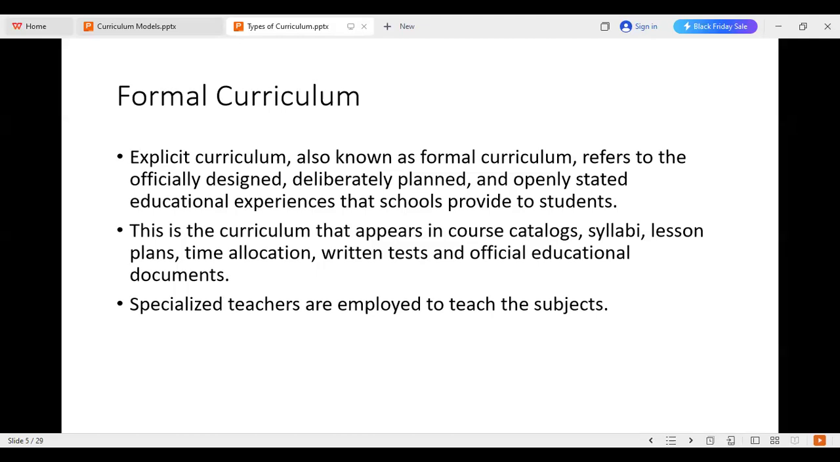We use another term, explicit curriculum. Another one, hidden, but it is not hidden, also known as formal curriculum. It refers to the officially designed, deliberately planned, and openly stated educational experiences that the schools provide to students.